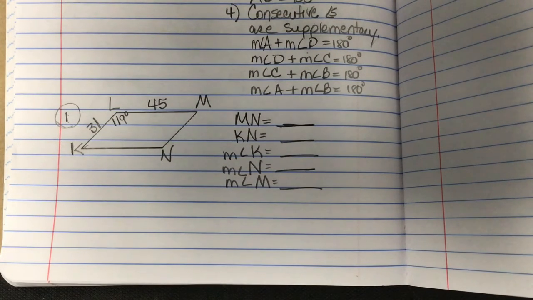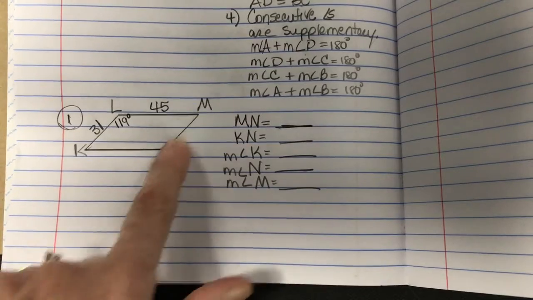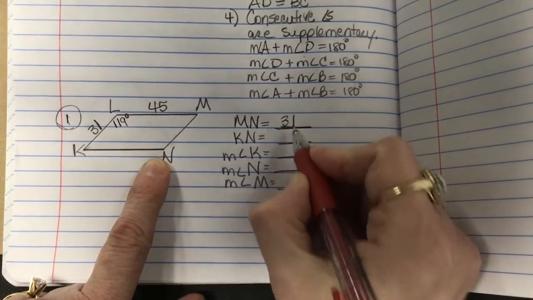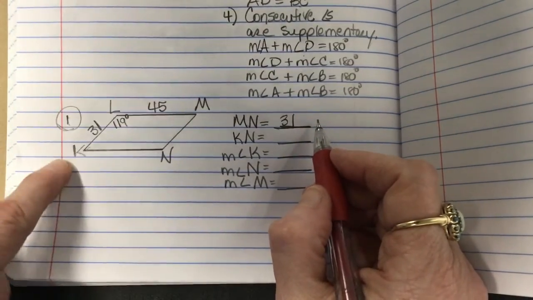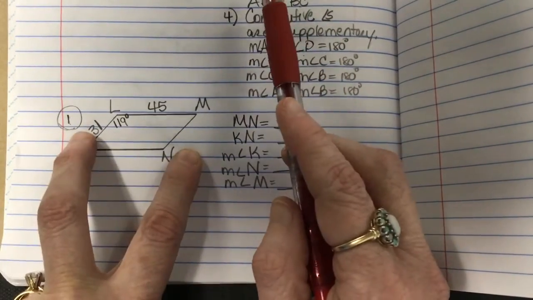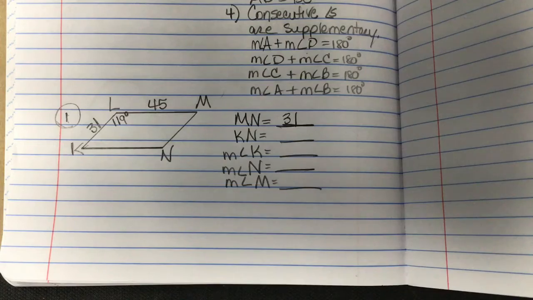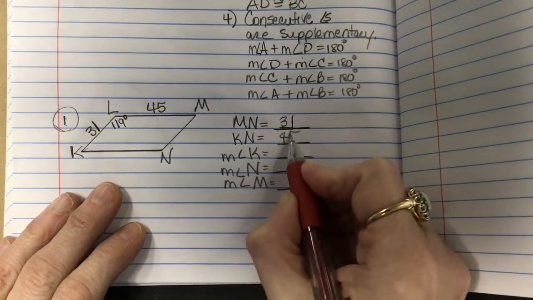Okay. What about the sides? What is MN going to be? MN is a side. You have to be careful. It's going to be 31 because MN and LK are going to be the same. That's rule number 3. Opposite sides. Just think of this like a rectangle pushed over. A rectangle has sides the same. Push it over, it's a parallelogram.